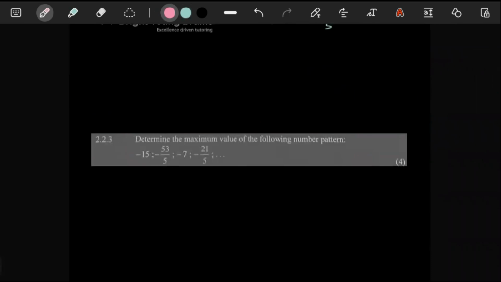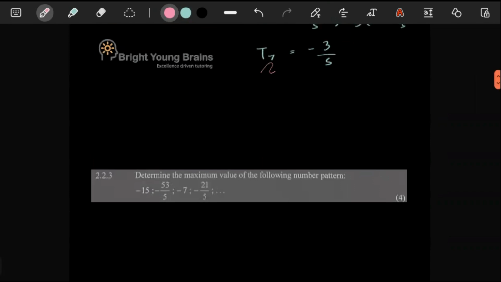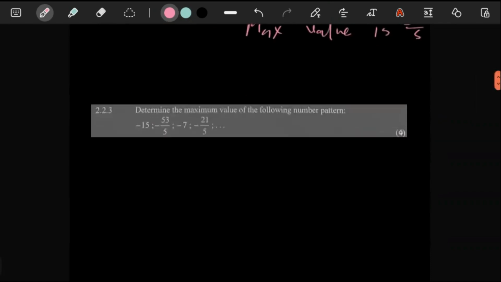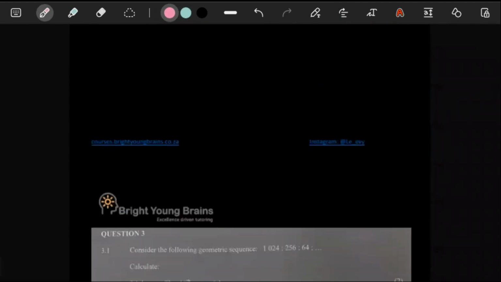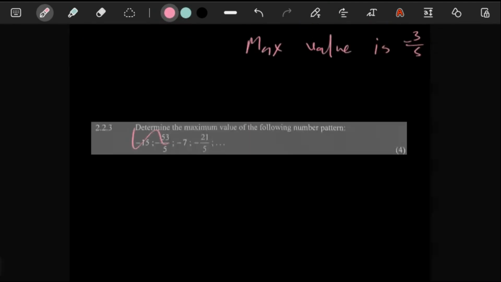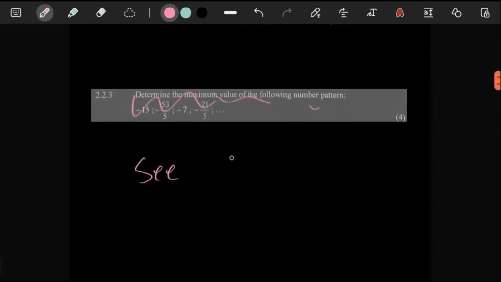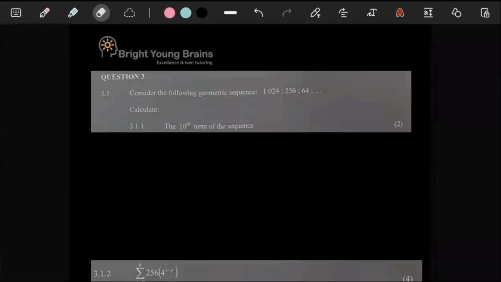2.2.3. So the maximum value is negative 3 over 5. For 4 marks, they say determine the maximum value. Oh no, did I just put the same question twice? Come on. See previous question. Why am I even writing this? It's so unnecessary.